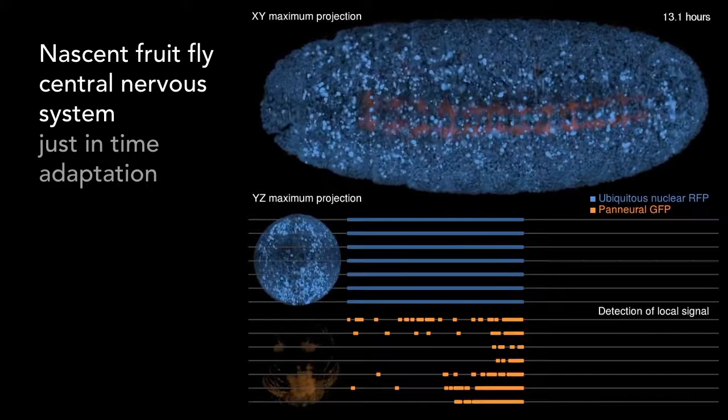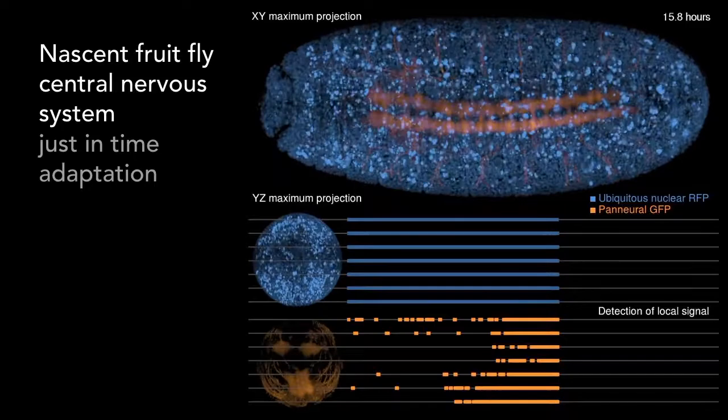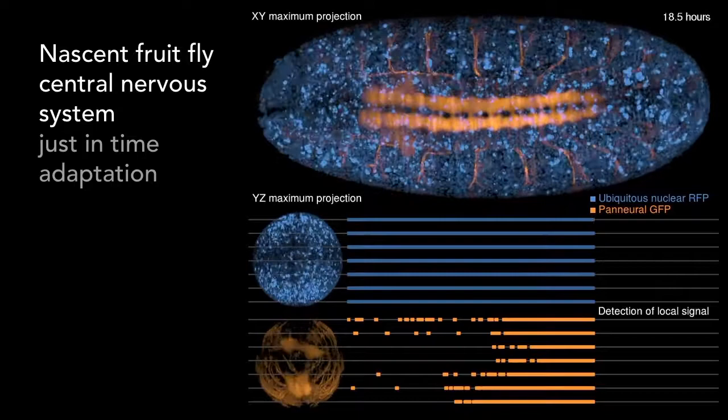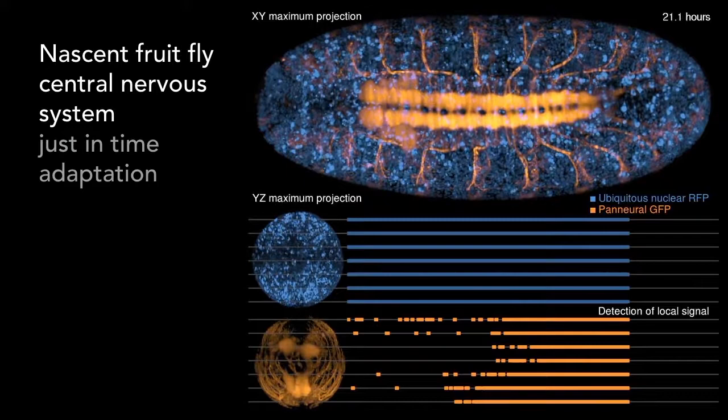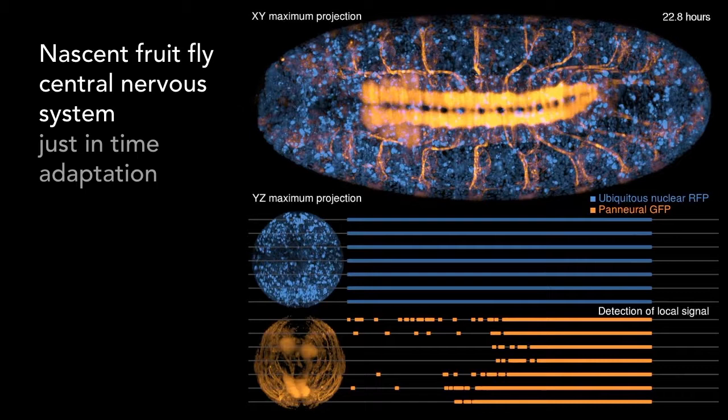In the case of a multicolor recording where we label in blue the nuclei and in orange the CNS, the central nervous system of the fly, the microscope cannot adjust itself at the very beginning. There's no signal to adjust against for that channel. But as time progresses, the system detects the presence of signal and adjusts itself. And the quality of the images is then such that we can really resolve the processes, which is what we want to see here.